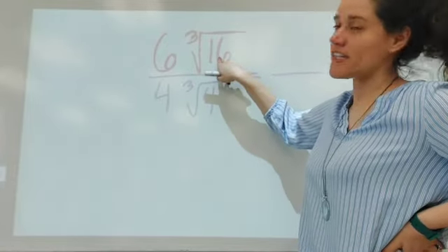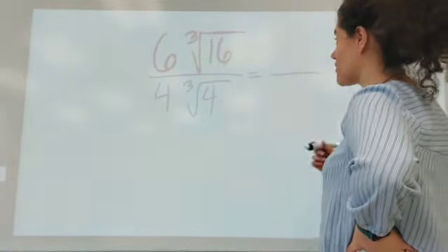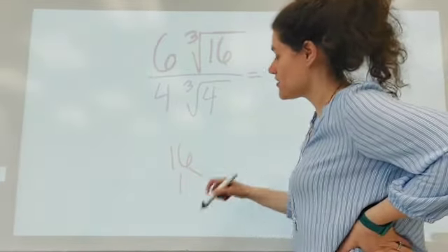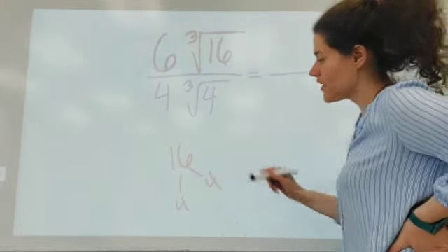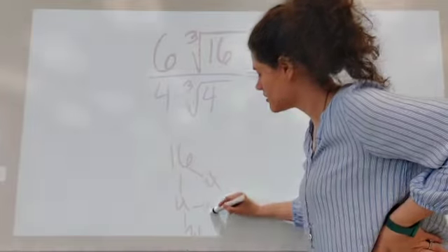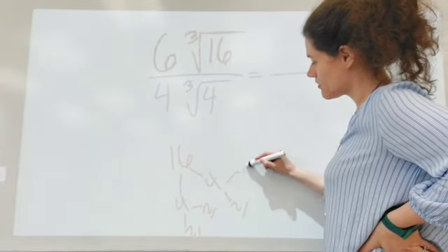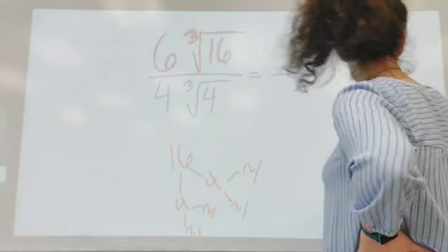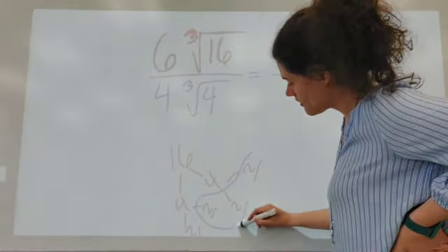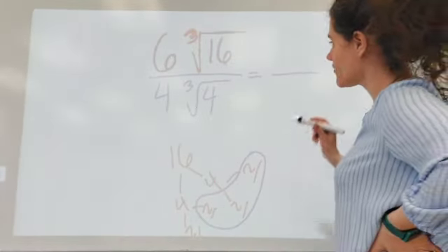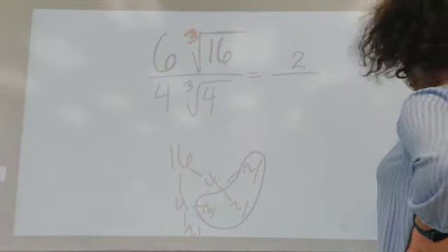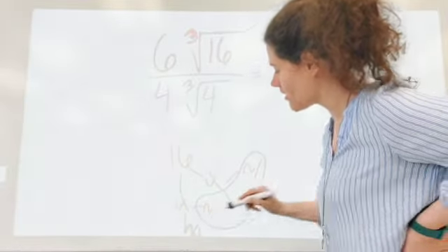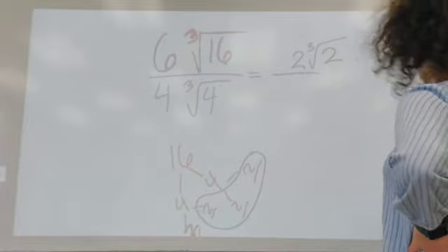So 16, we want to check to see if there's anything that can break apart. So let's do that factor tree with 16. I know that 16 is 4 times 4, and then 2 times 2, and 2 times 2, and I'm looking for groups of 3. So I have a group of 3 here. So that's going to give me a 2 on the outside. And then this 2 down here is all by itself, so it stays on the inside.